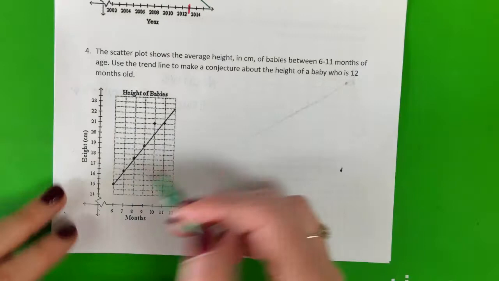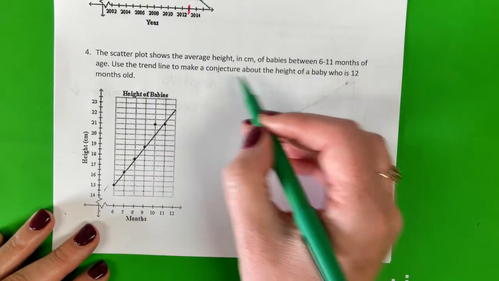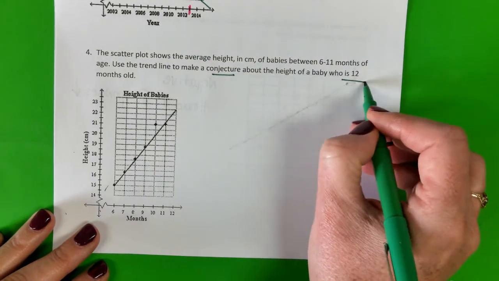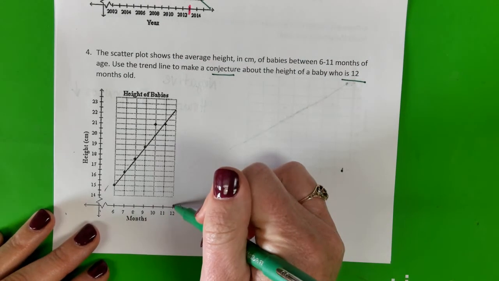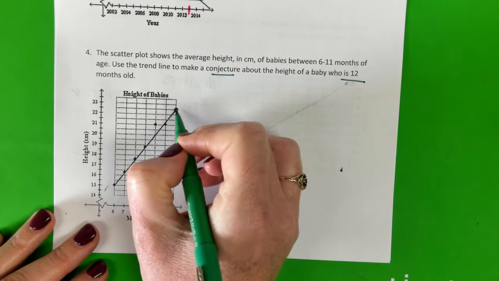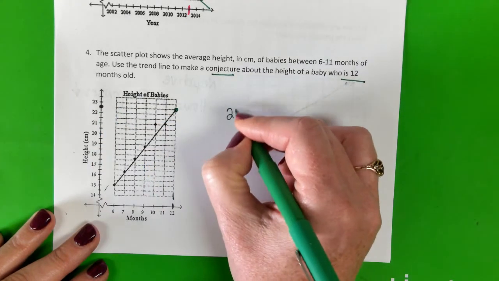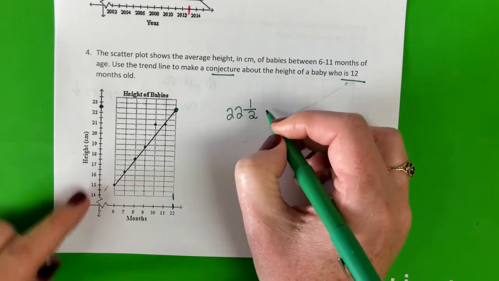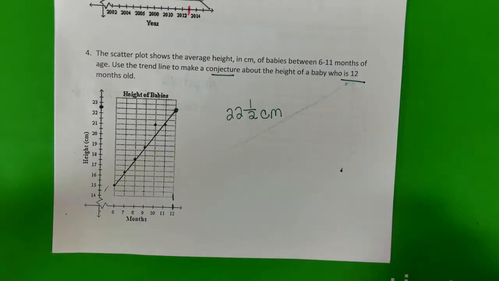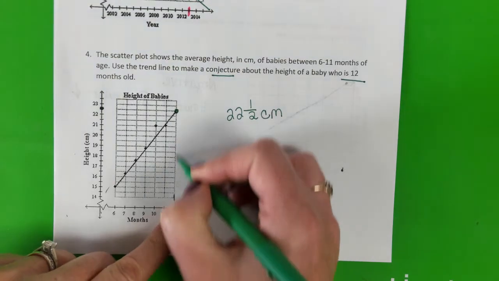Okay, number 4, nice. They already have the trend line for us. We're making a prediction about the height of a baby who is 12 months old. Okay, so here is 12 months. We're going to read up to our graph, read across, and that looks like about 22 and a half centimeters. Wow, that's weird. 22 and a half centimeters would be the height of a baby who is 12 months. So you see how we're just using that line, reading up, matching it up.